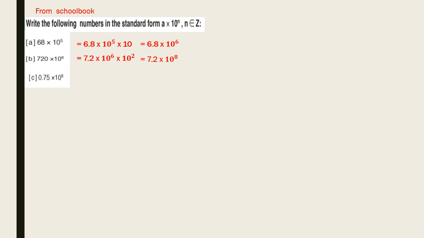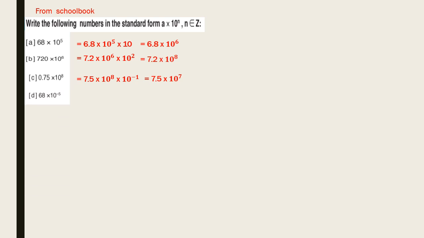Letter C, 0.75 times 10 power 8. Must put the decimal point between 7 and 5, so we moved from left to the right, so it will be 10 times 10 power negative 1. And we have 10 power 8. Add the powers. 8 plus negative 1 equals 7. So it will be 7.5 times 10 power 7.